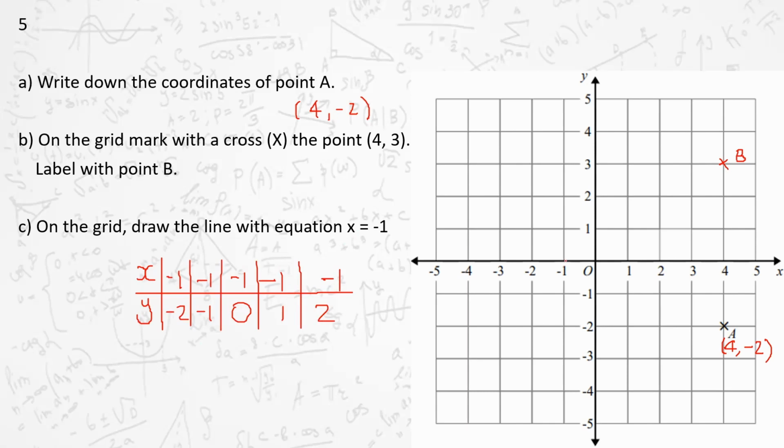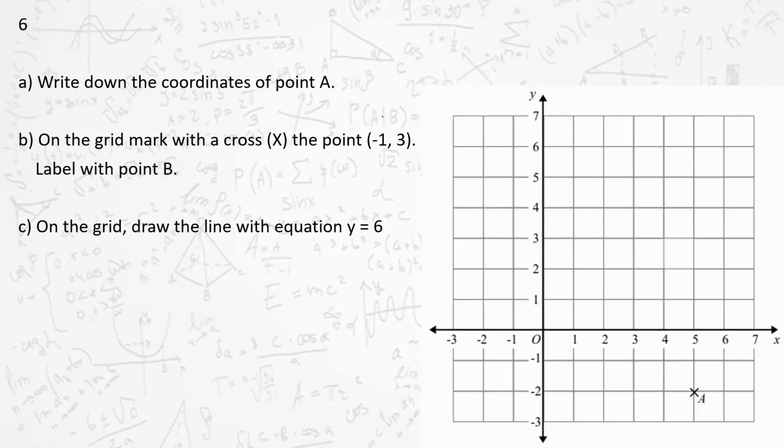X is minus 1, y is minus 2. X is minus 1, y is minus 1. X is minus 1, y is 0. X is minus 1, y is 1. X is minus 1, y is 2. There we go. So you can see that's our line. Therefore, x equals minus 1 is here. I'll probably need a ruler for this, but you've got the idea. Okay, this is our question 5.